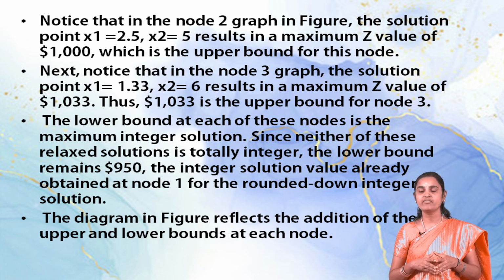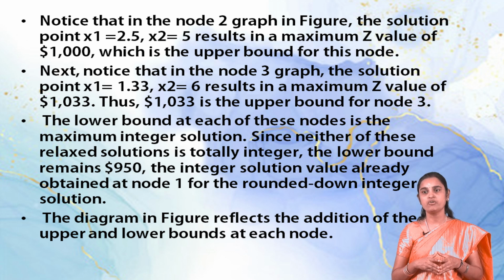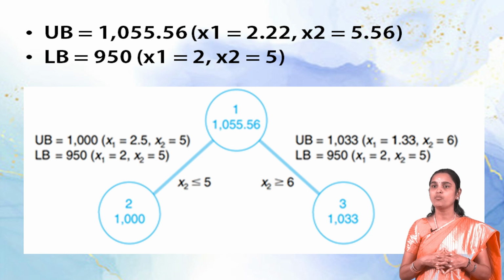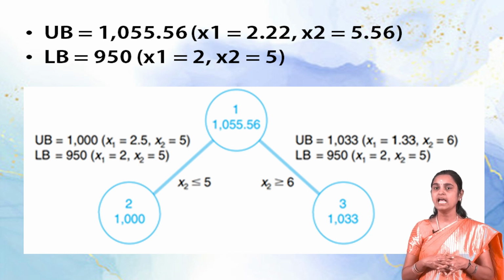The diagram in the figure reflects the addition of the upper and lower bound at each node. So, upper bound equal to 1055.56, x1 equal to 2.22, x2 equal to 5.56, lower bound equal to 950, x1 equal to 2 and x2 equal to 5. You can see this in this figure. In node 2, the maximum value of the objective function is 1000.